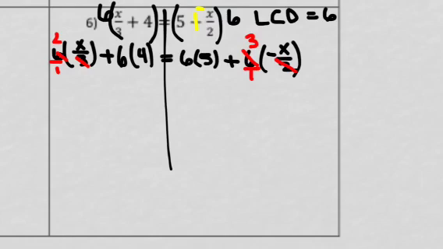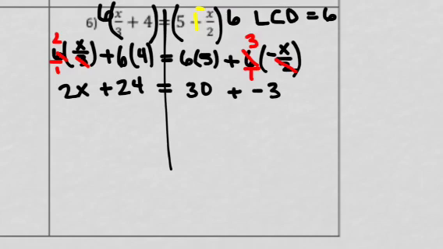So when I simplify this now, I get 2 times x, and there's no more fraction. 6 times 4 is 24. 6 times 5 is 30. And then over here, I have 3 times -x, so that's -3x. And I don't have any more fractions to work with. And most of you will find that easier to do.